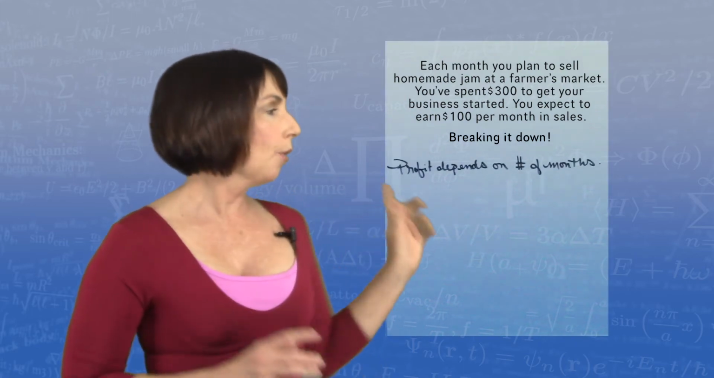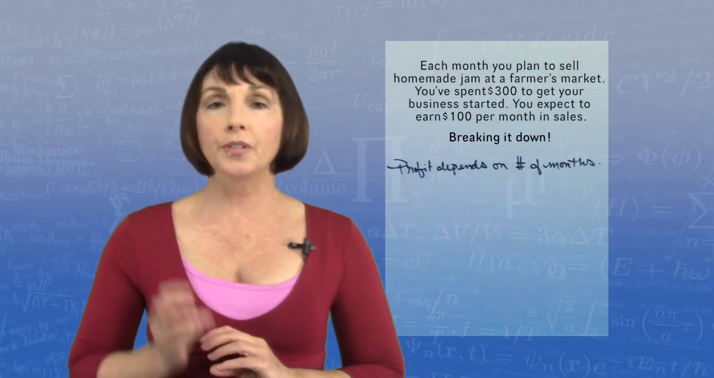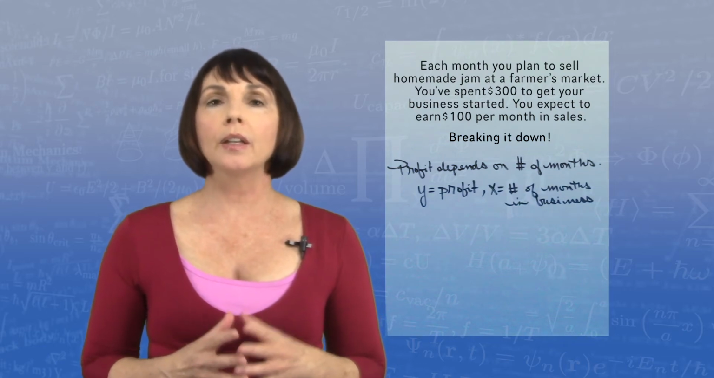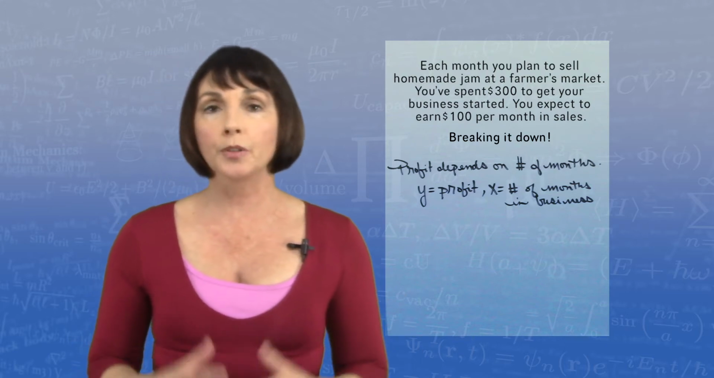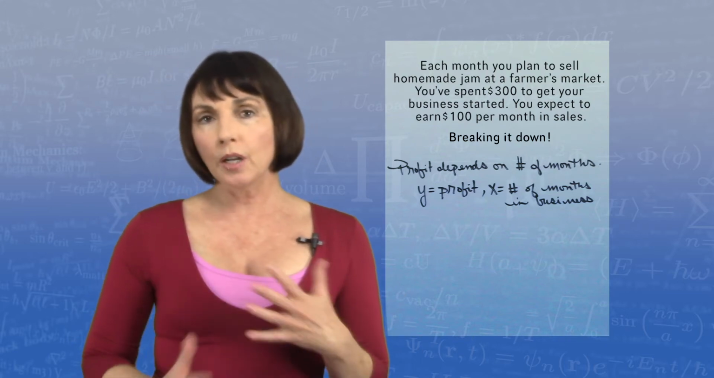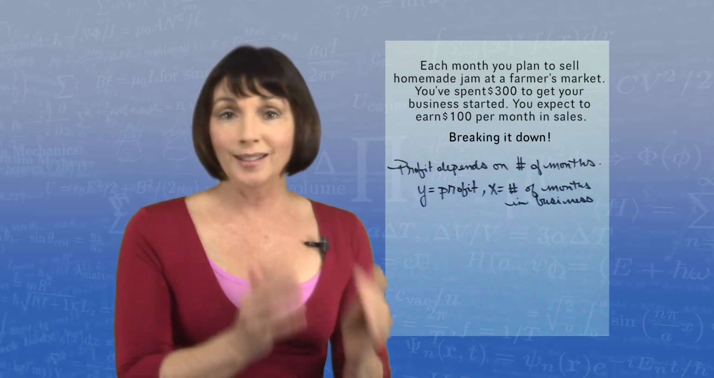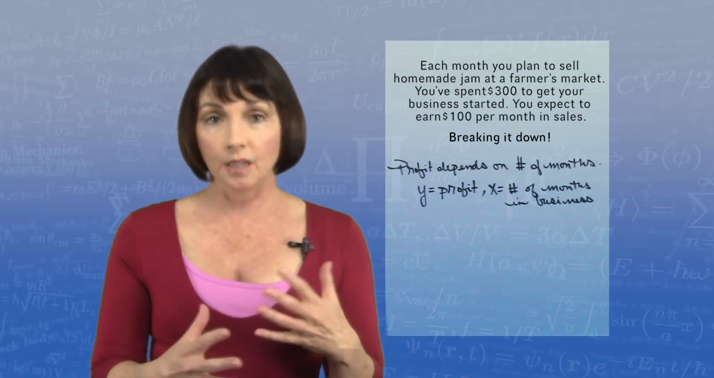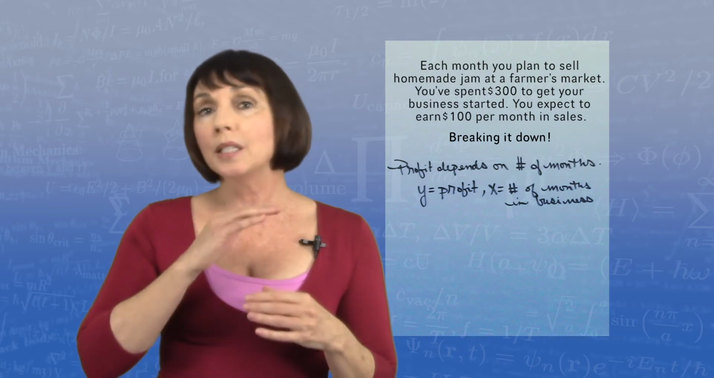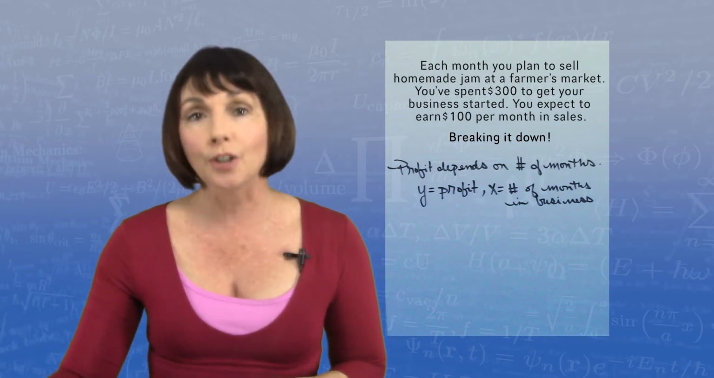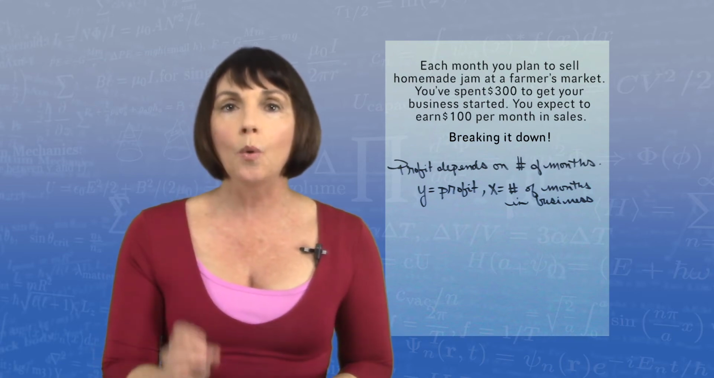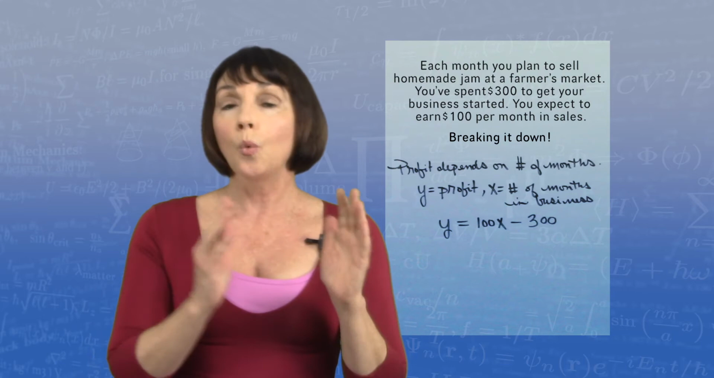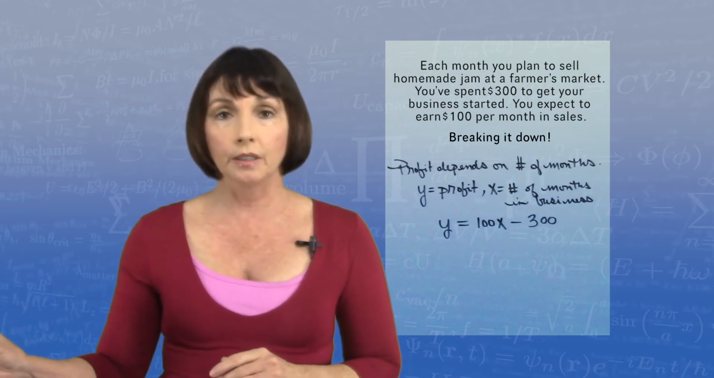Okay, let's break this down like we did our last problem. The profit depends on the number of months in business. So let's say that our variable y is equal to profit and our variable x is equal to the number of months we're in business. So to figure out our profit over time, we take the $100 we make every month times the number of months we've been in business, and then we subtract off the money we spent to start the business up. That's that $300. So if we translate that into an equation, we get y equals 100x minus 300.